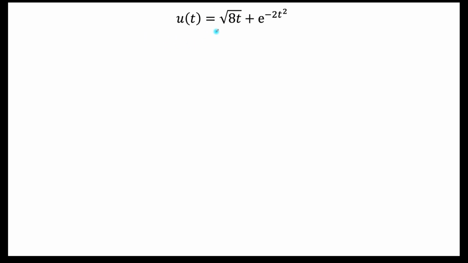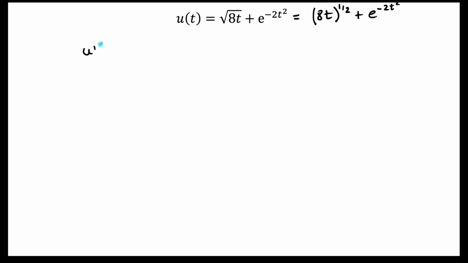Okay, here's another one. Now in this one, we use the chain rule twice, once in the first part and then for the second part as well. So first of all, let me go ahead and simplify that. So that would be (8t) to a half plus e to the minus 2t squared.